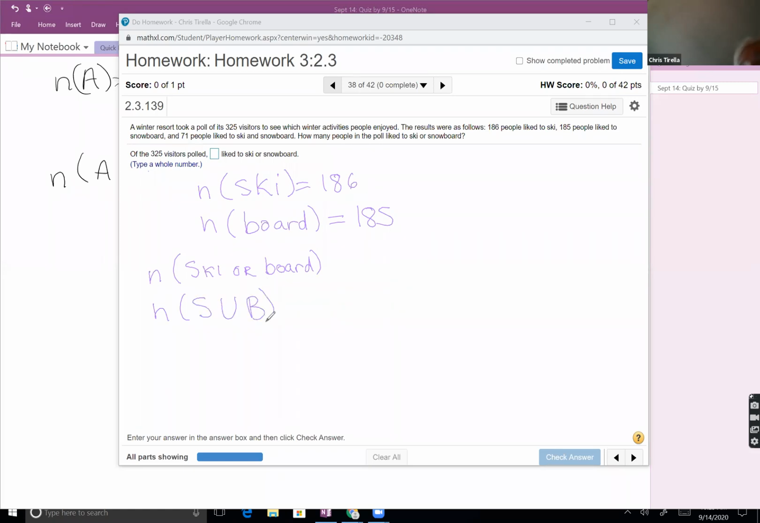Are you guys all right if I abbreviate? And by what we just said, it's the number of people who ski plus the number of people who board. Well, we want to make sure that nobody's counted twice. And so we need to subtract the number of people who do both. So far, is everybody following me? Does that make sense?